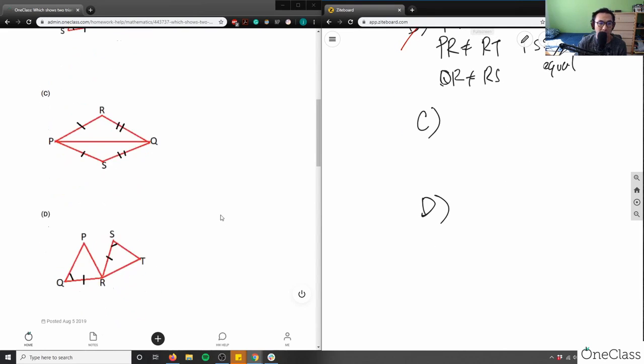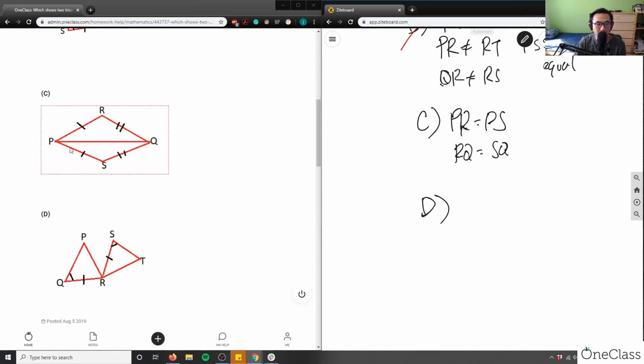All right, let's look at C. Here I have PRQ and PSQ as my triangles. PR, as you can see, this dashed line equals PS, right? These two lengths are the same, so that's good. So PR equals PS, which is great. I have here RQ and SQ are the same, the two dashed lines, so they're the same in length. So RQ is the same as SQ.